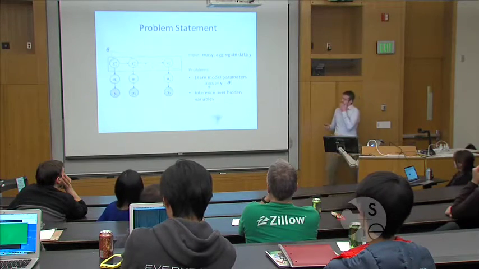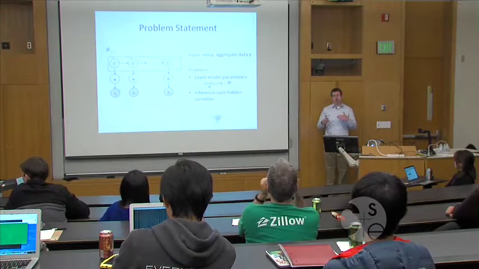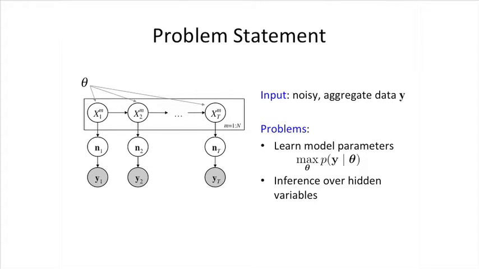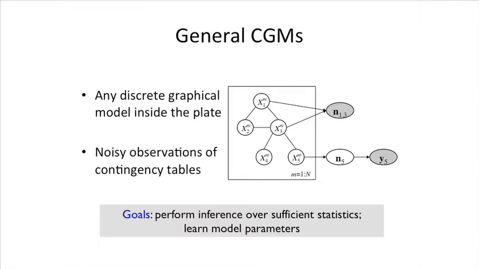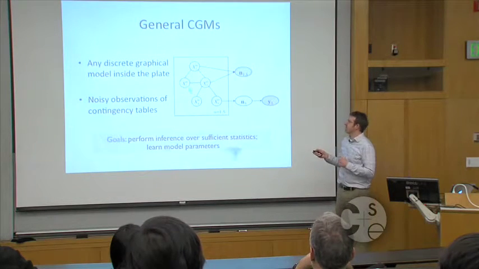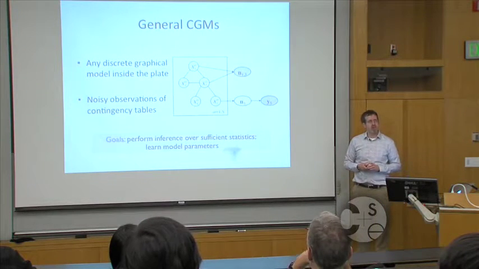Okay, so what I've outlined so far is actually just an observation model. This is a model for observing aggregate data about a large population. And I guess what I want to highlight is that I've defined this with respect to this bird migration model, but it's actually a very general model. For general CGMs, we can follow the same construction, but we can put any discrete graphical model inside the plate. So it doesn't need to be this chain-structured model.